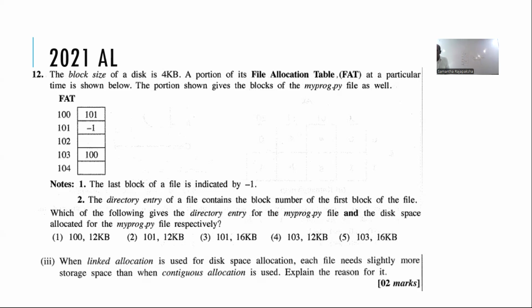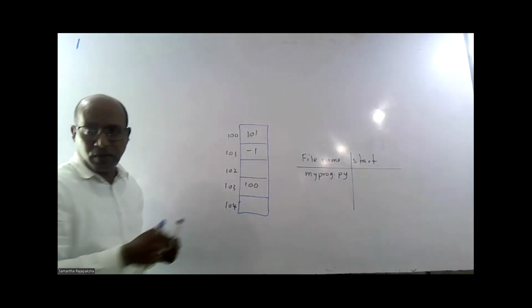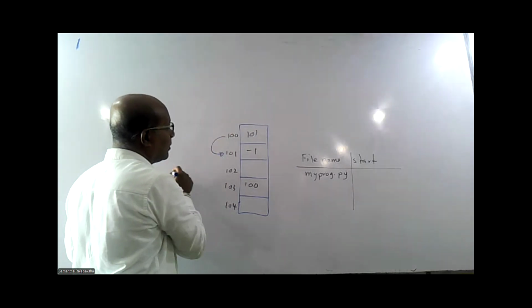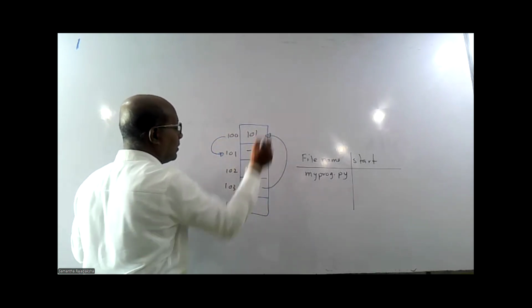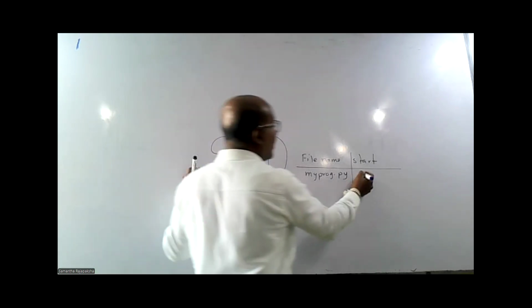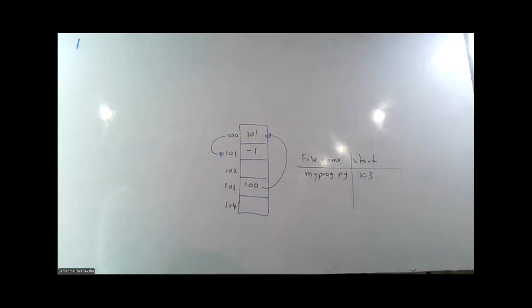Done, sir. Okay. Now you are asking the directory entry. So again, we can trace back. You can see here, the last one is -1. So that is from 101. That is from this one. 101 comes to 100 from this. 100 is from 103. So therefore 103 is not pointed to by anything. So its starting block is 103.